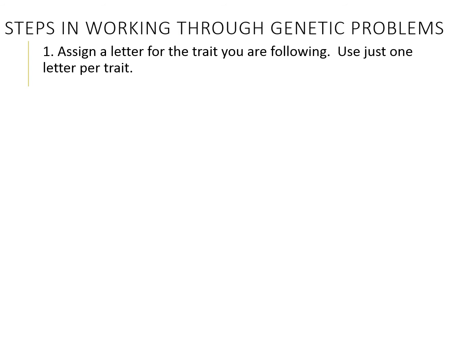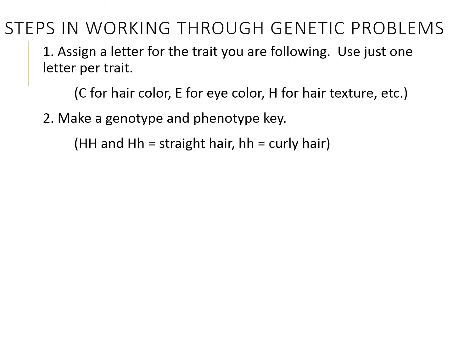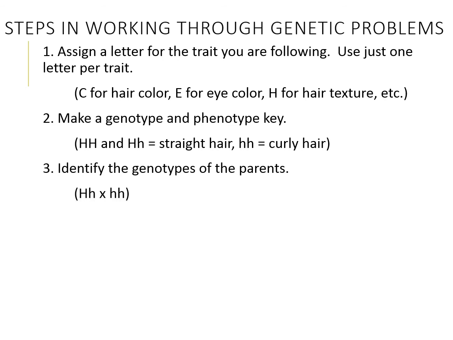Steps in working through these problems. Number one, assign a letter for the trait you are following, and just one letter per trait for this course. So any problem I assign you, just one letter, that's fine. So for example, C for hair color, I for eye color, H for hair texture, something like that. Make a genotype and phenotype key. So write out big H and big H all equal straight hair, little h equals curly hair. Identify the genotypes of the parents, big H crossed with little h, for example.